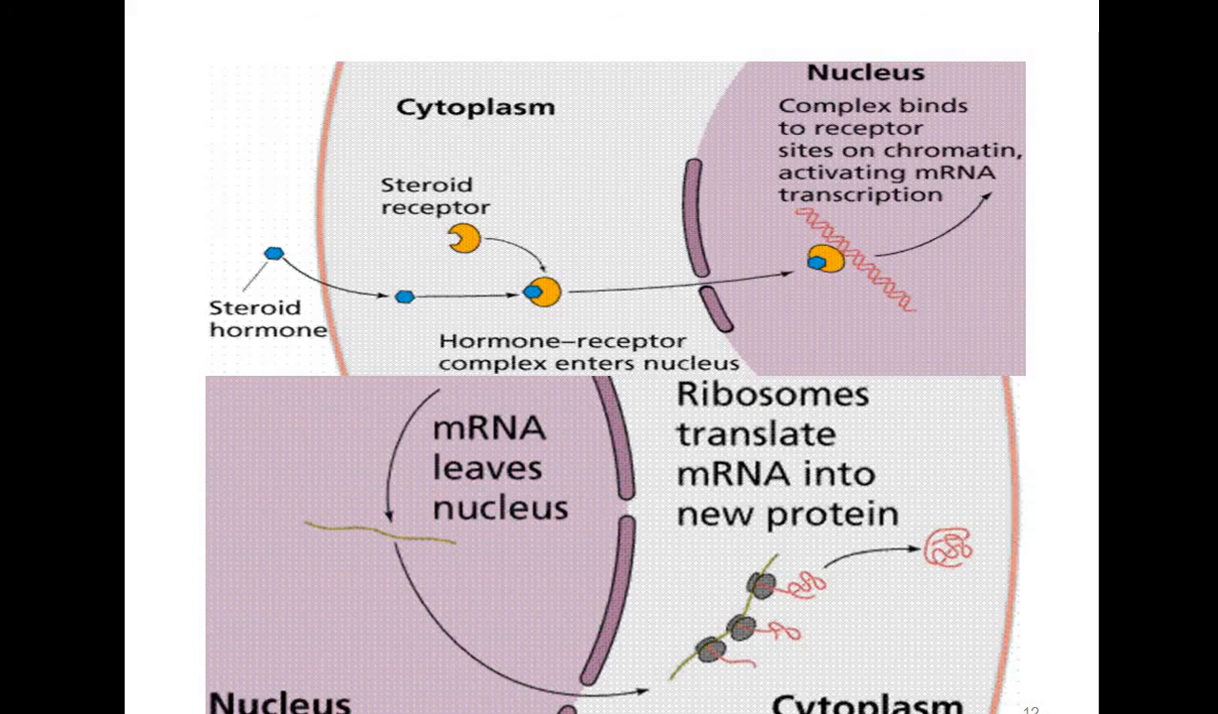So this gives an overview of what we just said. The steroid hormone passes through the cell membrane, binds to the steroid receptor. The steroid receptor complex then moves into the nucleus, binds to specific sites, causing transcription of specific regions of the gene, and new protein is synthesized, which are responsible for the effects of the corticosteroids.